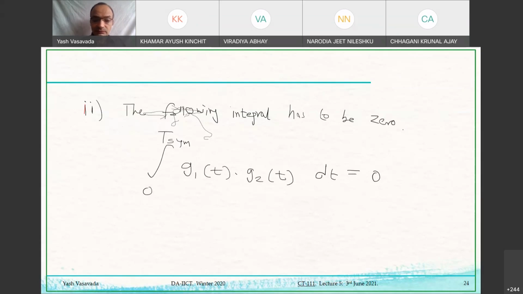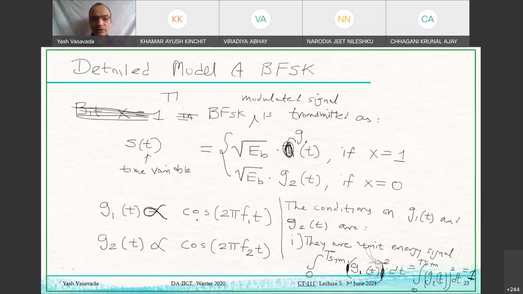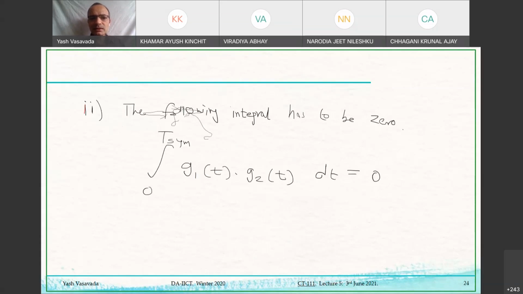It turns out that the way I have formulated g1 and g2 as proportional to cosines of f1 and f2, and you can actually make the constant of proportionality some constant k, if you plug in those two expressions, basically multiply cosine of 2 pi f1 t times cosine of 2 pi f2 t, and then carry out this integral, this is the case for the given g1 and g2.